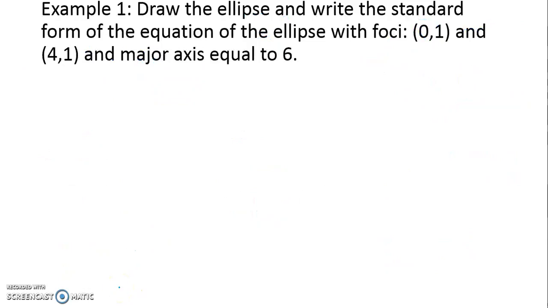Looking at this example, draw the ellipse and write the standard form of the equation of the ellipse with foci at 0, 1 and 4, 1 and major axis equal to 6. Take a second and go ahead and plot those points. Notice once you have those points plotted, it is quite simple to figure out where the center would be. So I do want to go ahead and write that down. My center is going to be 2, 1.